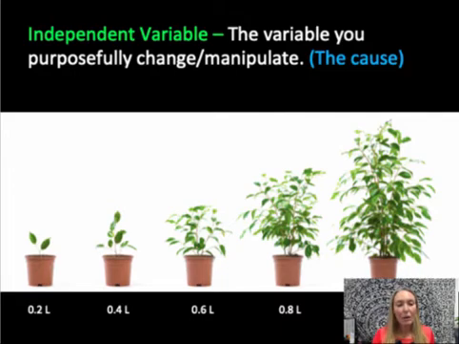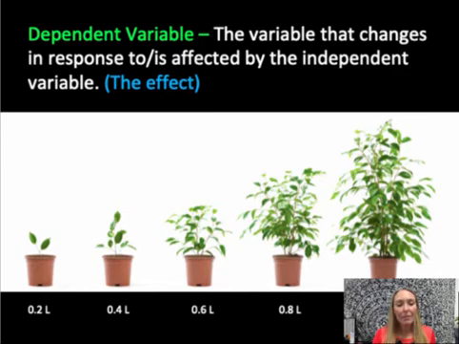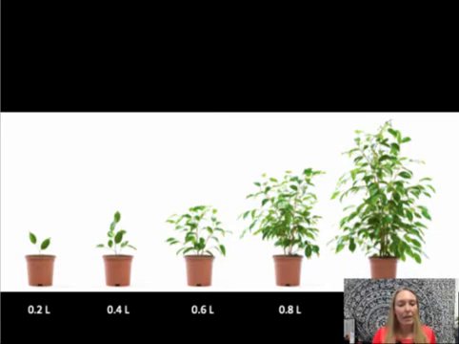Each plant is its own experimental group. The dependent variable, that's the variable that changes in response to or is affected by the independent variable. It's the effect. The height of the plant depends on the amount of water they are given. You can see the amount of water here underneath the plants.